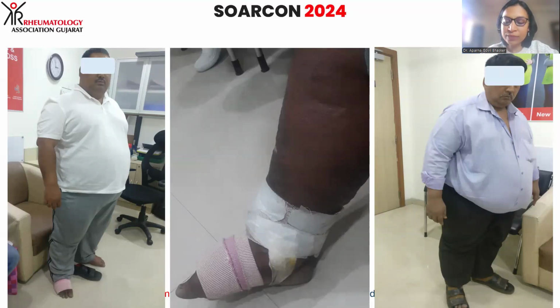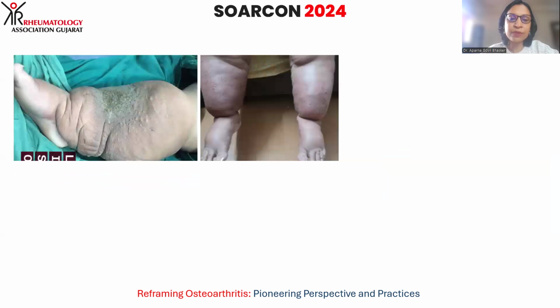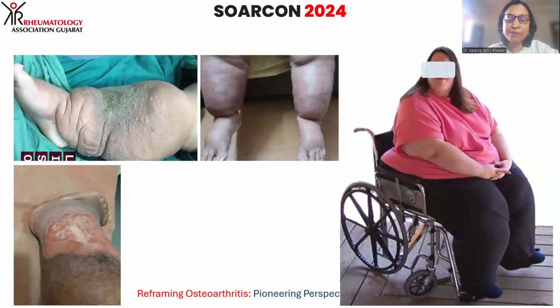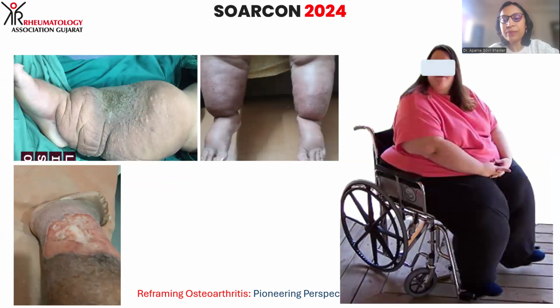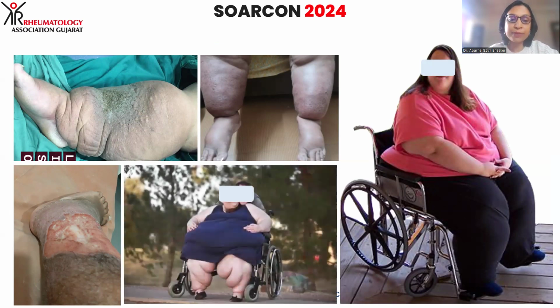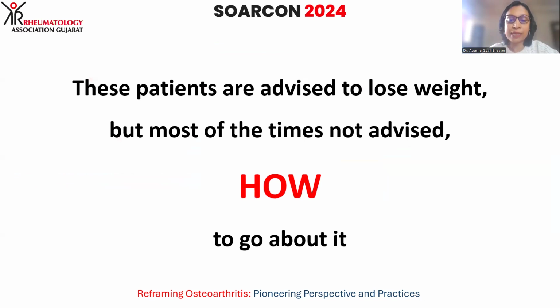Now, these are patients that we routinely see in the practice. These are the kind of legs, just sharing a few more pictures of the lower limbs. And these are the patients who have a lot of mobility issues and eventually become bedridden and are not able to mobilize by themselves.